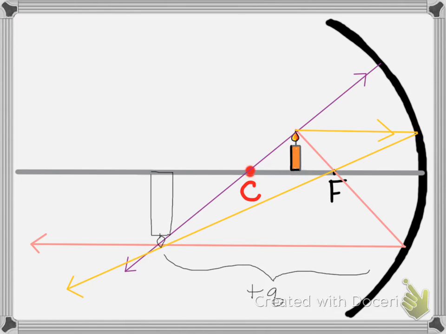What else do you notice? Again, even though our ray tracing isn't perfect, it's good enough to tell us a few things. We would expect to see a negative M because this image is clearly inverted. The point where the three rays meet is below the principal axis. And again, even though it's not a perfect meeting place, we can tell, even with this sort of bad estimate, that the magnification is definitely going to be greater than 1 because the image is significantly larger than the actual object. Okay, these are all things that we can tell from a ray tracing diagram.